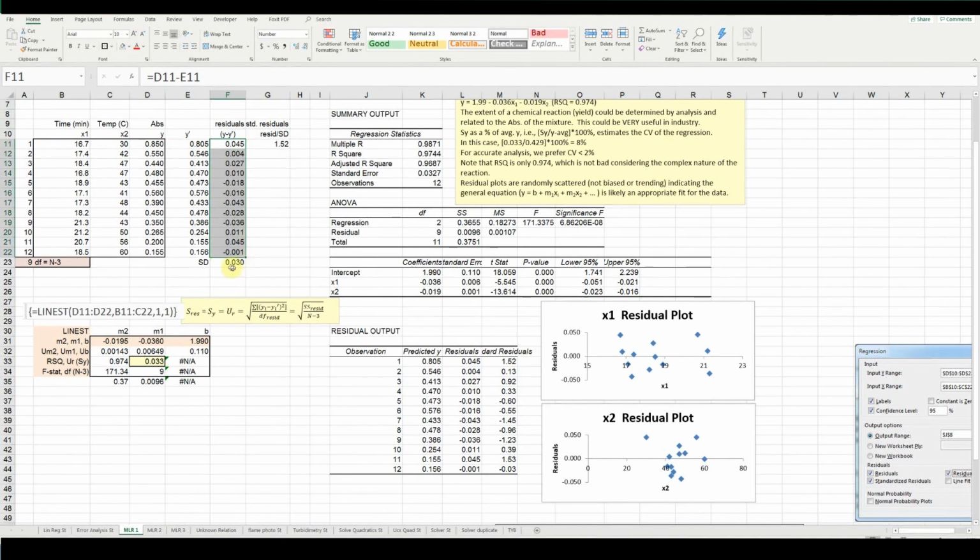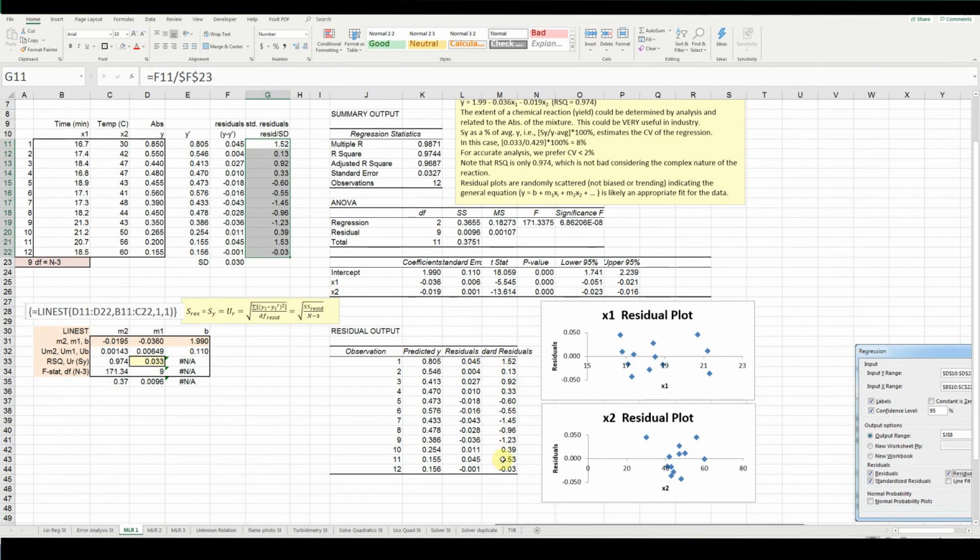Now, the value at the bottom here is the standard deviation of the residuals. It's simply the standard deviation of the sample of all of these values. And then if I take the individual residual and divide it by the standard deviation of the residuals, which I've done here, equals F11 is the residual divided by absolute reference to the standard deviation of the residuals, and drag it down, I get the same thing as what Excel gives us here.